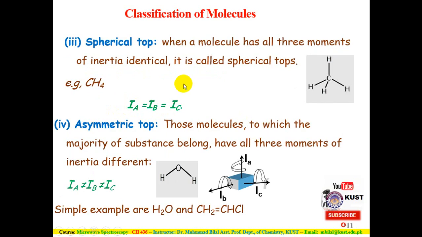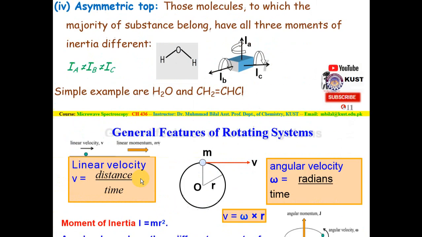Next is the spherical top molecule, in which all three moments of inertia are similar. IA, IB and IC will be similar. An example is the methane molecule. And the last is the asymmetric top molecule, in which all three moments of inertia are different. Examples are the water molecule and the ethylene chloride molecule.